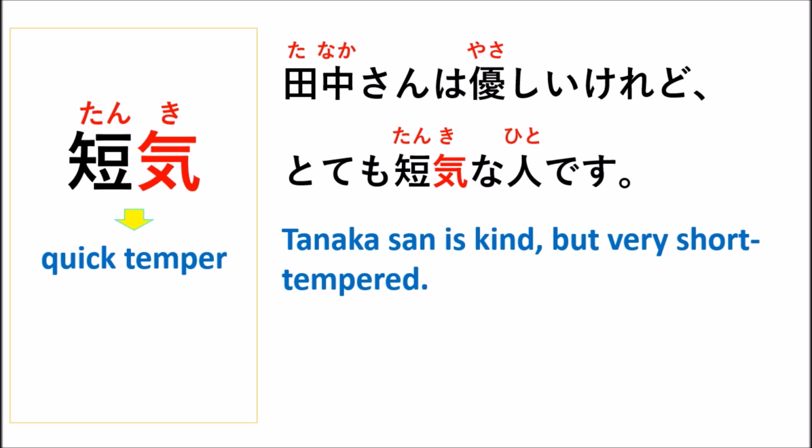So in this sentence, it means Mr. Tanaka is a kind person, but he or she is a person who is very short-tempered. Tanki means that the person can get angry easily. So this is about the meaning of tanki and how to use it. And don't forget that tanki is a noun adjective.